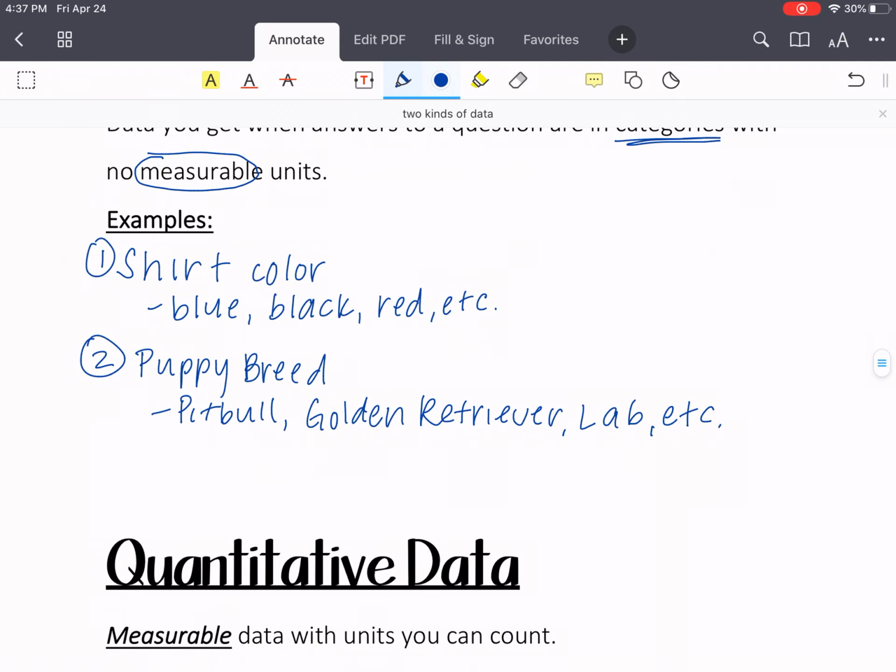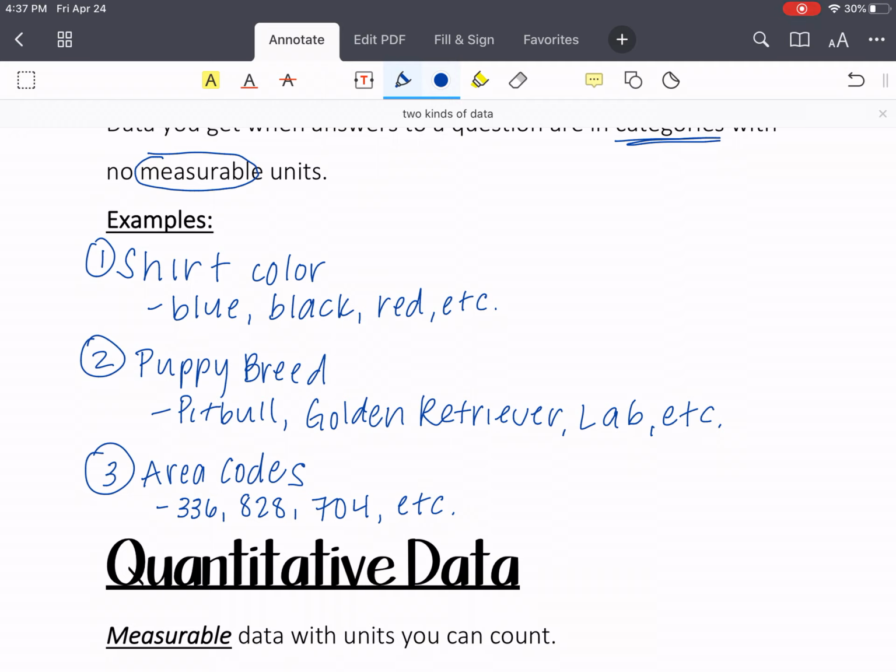All right, let me give you one more example. Another example that is numbers, but it doesn't really make sense to measure with them, are area codes. So we are in 336, Boone is 828, Charlotte is 704, etc. Now, even though these are numbers, they are categories.